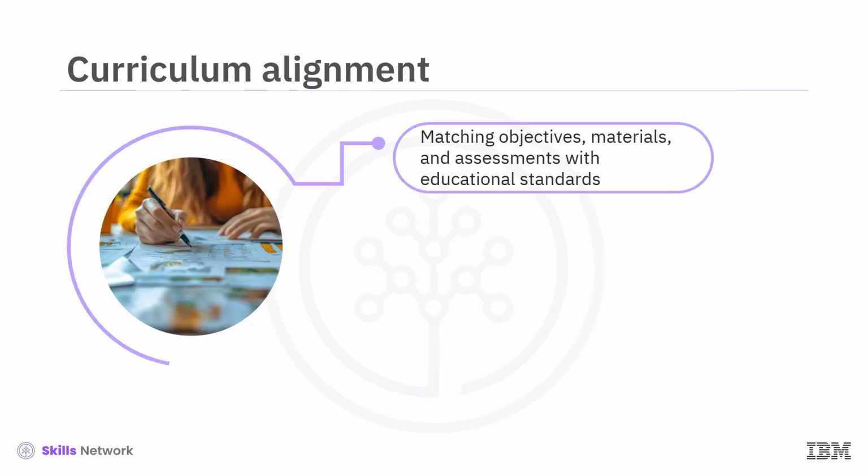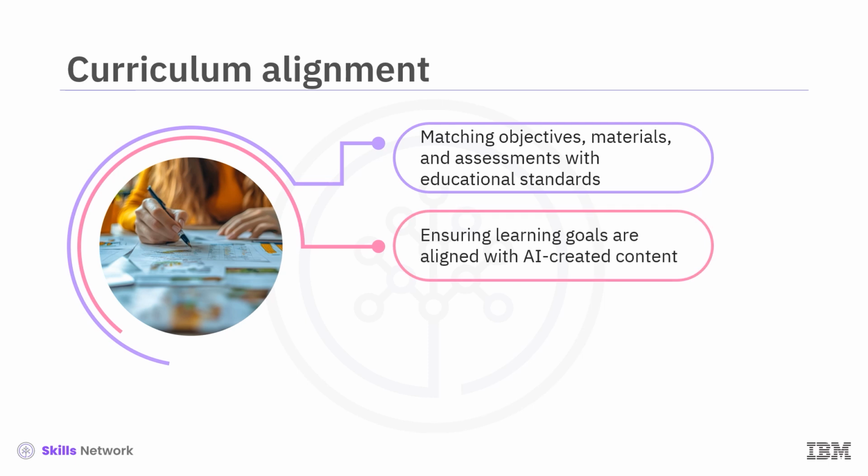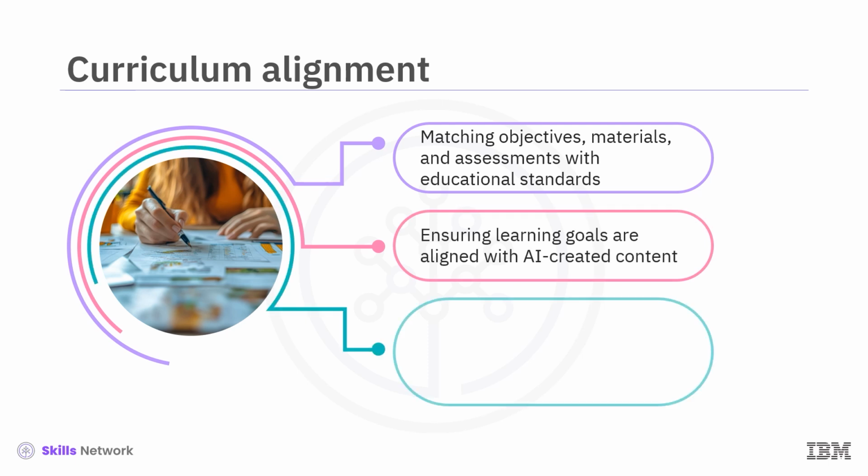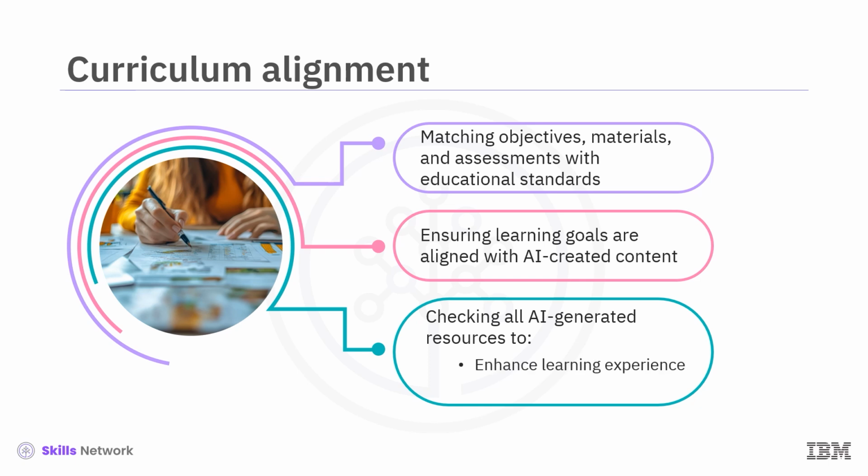Curriculum alignment is the process of matching learning objectives, instructional materials, and assessments with established educational standards. When using AI to create content, it's important to make sure it aligns with the learning goals. This means checking that every AI-generated resource, whether it's a lesson plan or an assessment, supports a smooth learning experience and meets your company, district, or national standards.